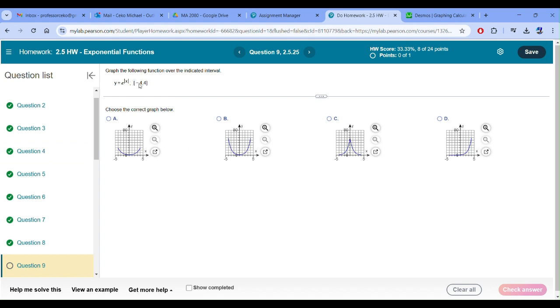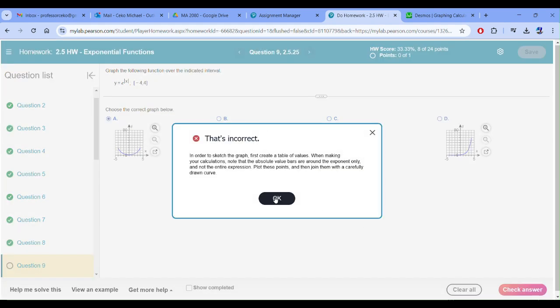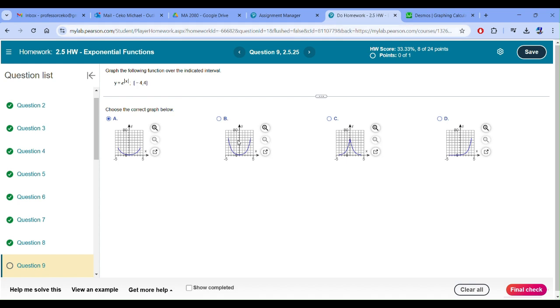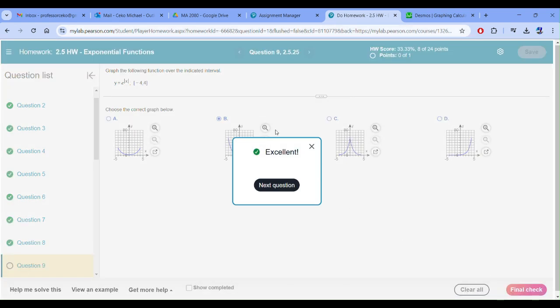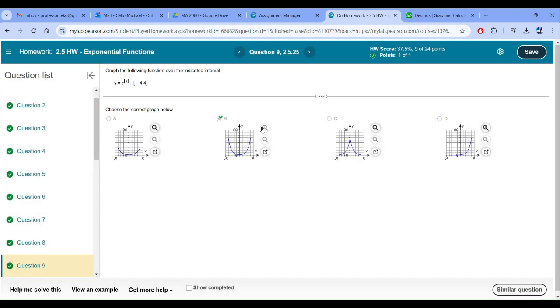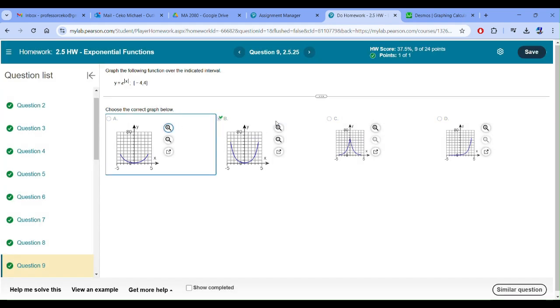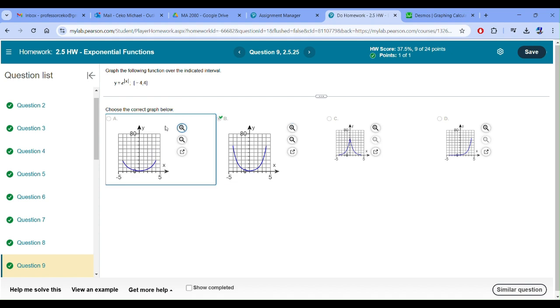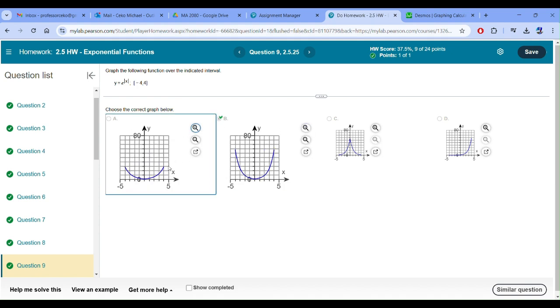I mean, what happens if I plug in 4? 2 to the 4 is 2, 4, 8, 16. So it should be at 16. That's way too high. I'm thinking it's that one. No, it's the... Is it this one? I don't know what the difference is. What's the difference? The values? I think it's just the values, right?